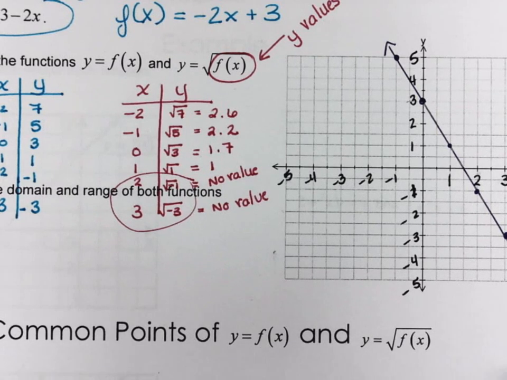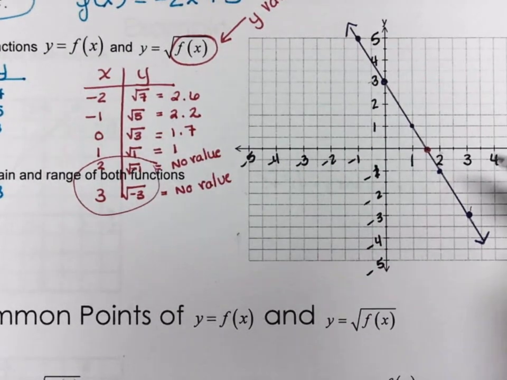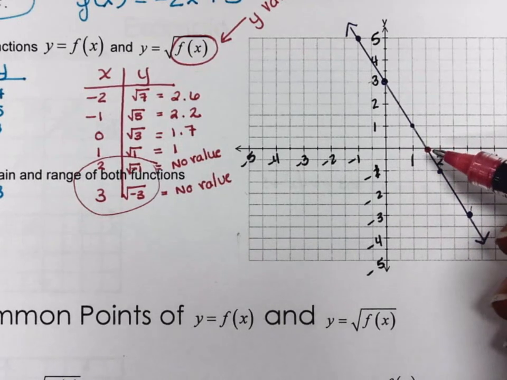But we missed a point. What value did we miss? The y value of 0. We're looking for our x-intercept because that's going to be the lowest point on the graph, right? We missed this point in our table of values because that's going to be the starting point of the radical graph because that's our first rootable number.